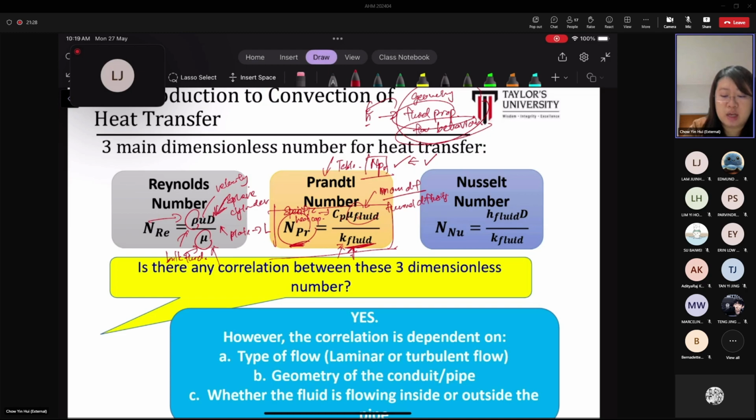It is also related to the velocity profile and the thermal boundary layer, right? The velocity boundary layer and the thermal boundary layer. But I'll stop here, all right, the general introduction for today.